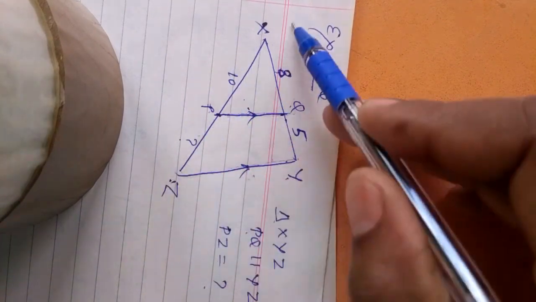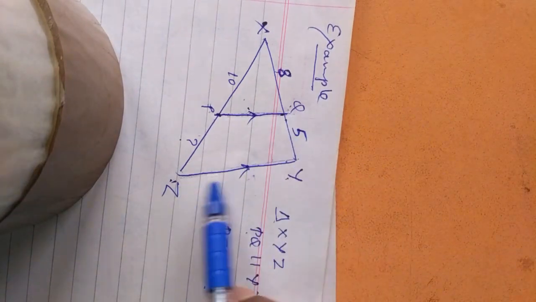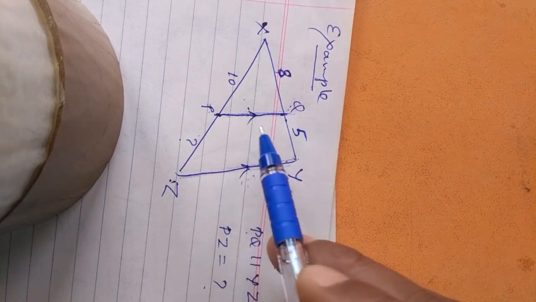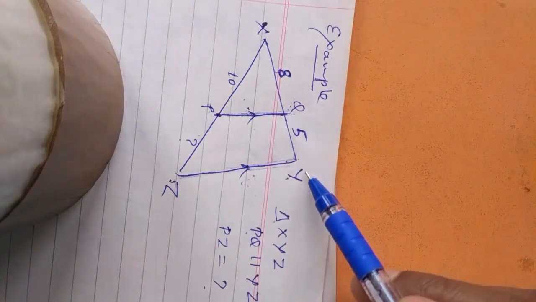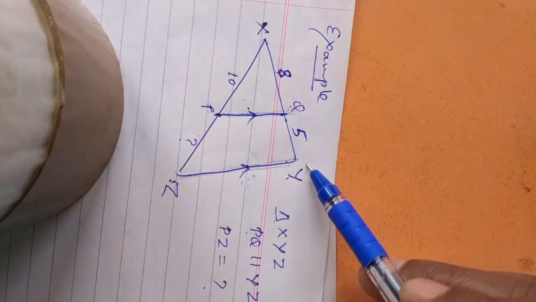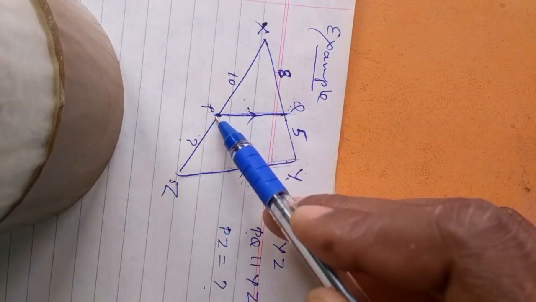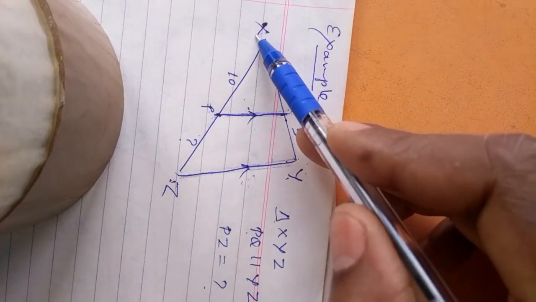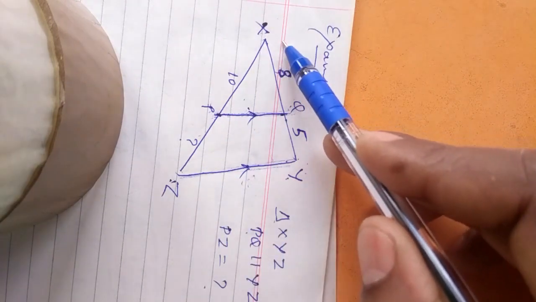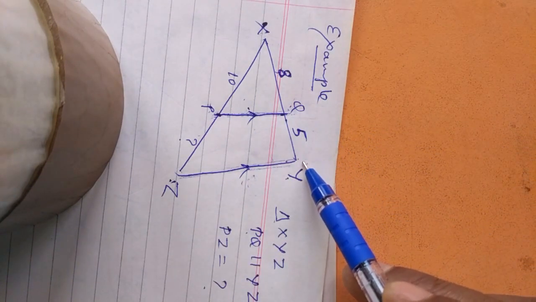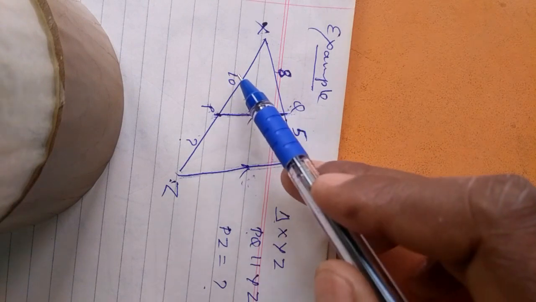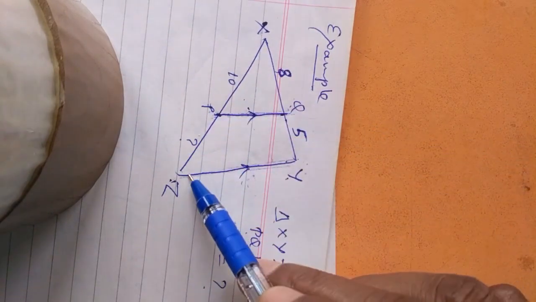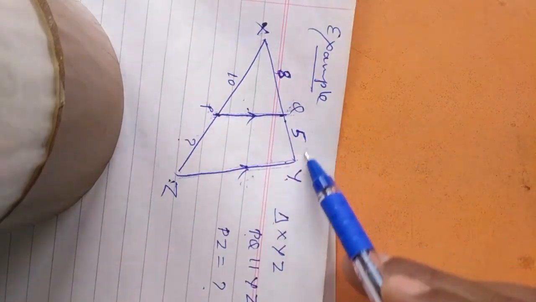So these two sides are divided. Look, PQ and YZ are not divided. These two are parallel lines. The divided sides are XZ and XY. So therefore, XP by PZ is equal to XQ by QY. These two are in half by half form. If you want to write in half by full form, XP by XZ, XQ by XY.